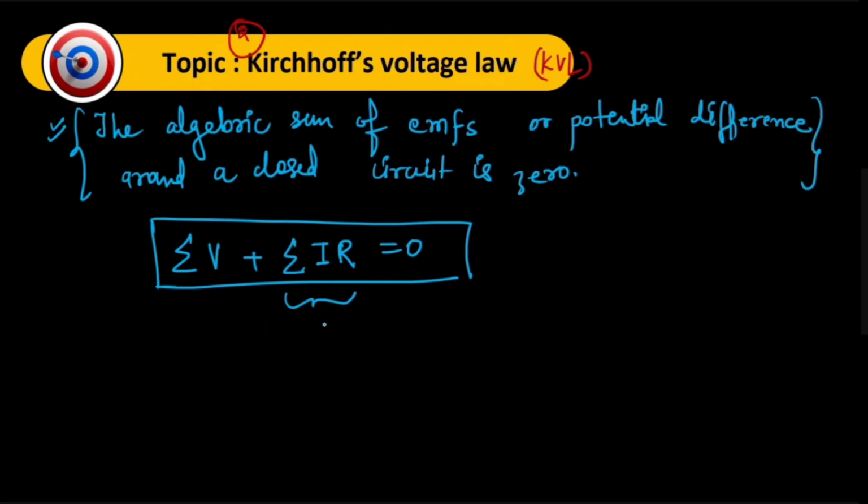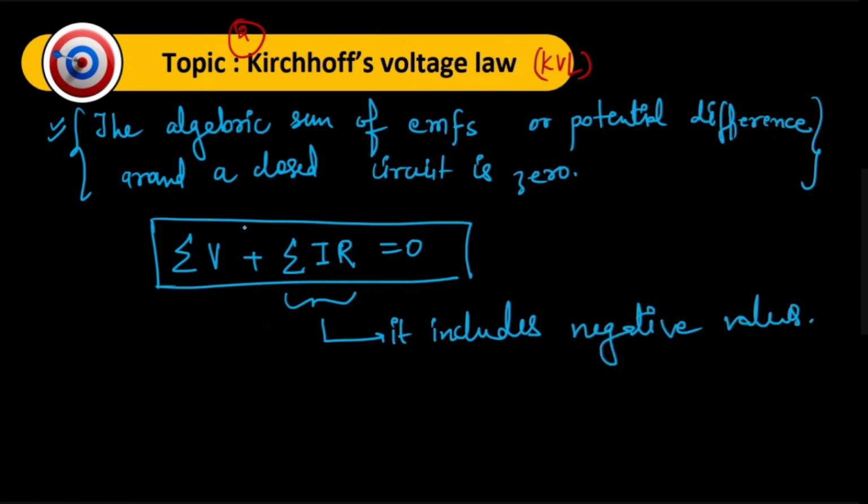Now it includes negative values. Otherwise, it won't be zero. It must include negative values, otherwise the equation would not be zero. Now, how are we supposed to apply this equation in a question? It will completely depend upon the circuit.